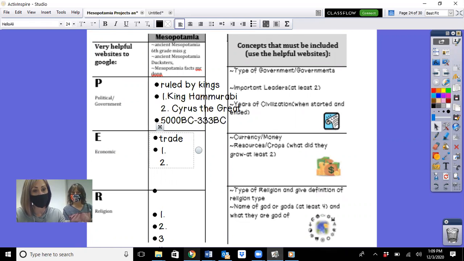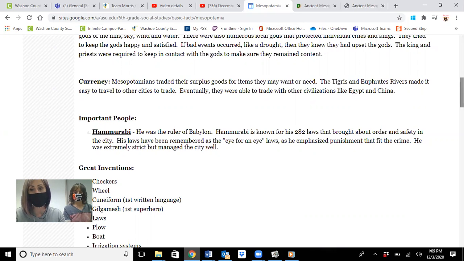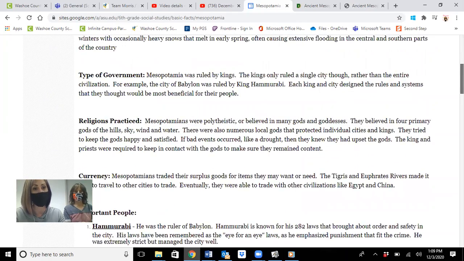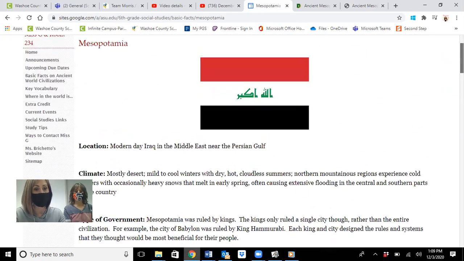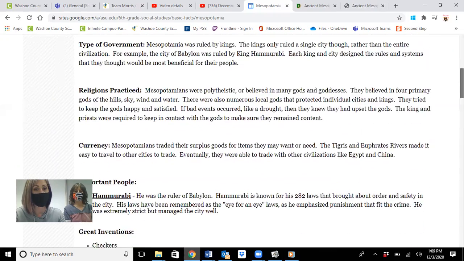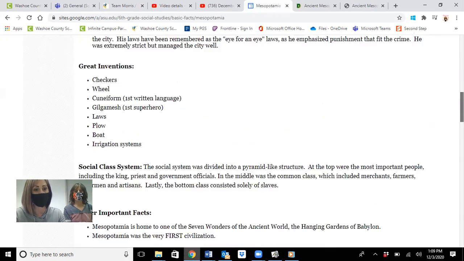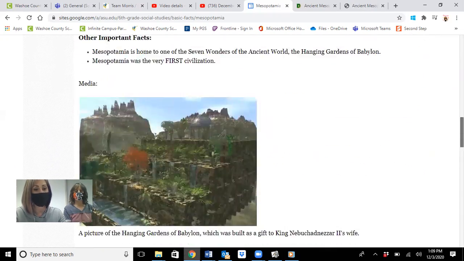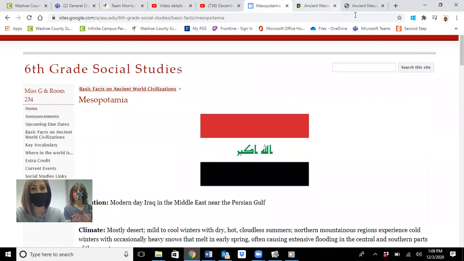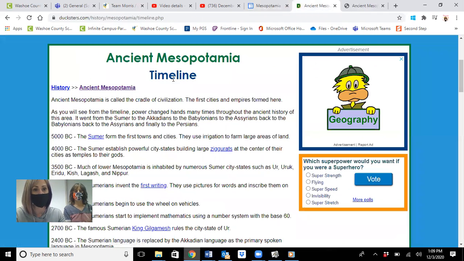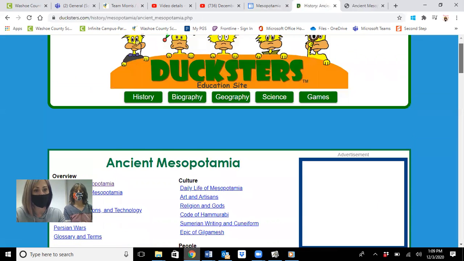So then we put the currency is trade. Then we want to do at least 2 crops that they grew or something they traded. So I'm going to look at Miss G: location, climate, type of government, religion, currency, important people, social class. I'm not really seeing anything on crops. So I'm going to go over to Duxter's and see if they talk about crops.